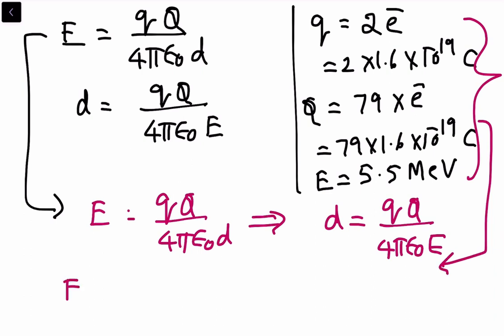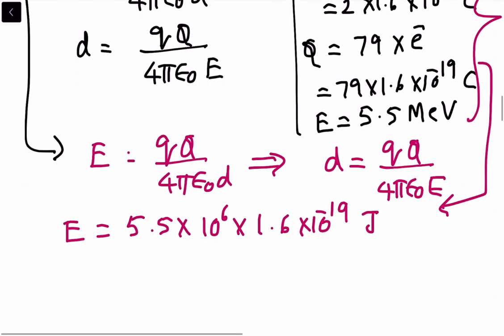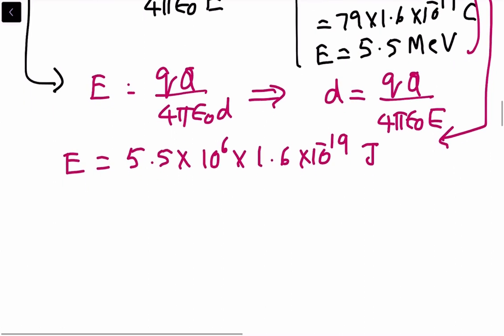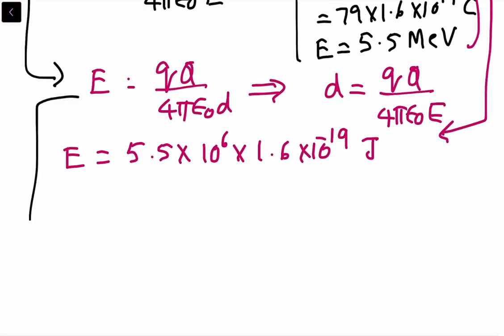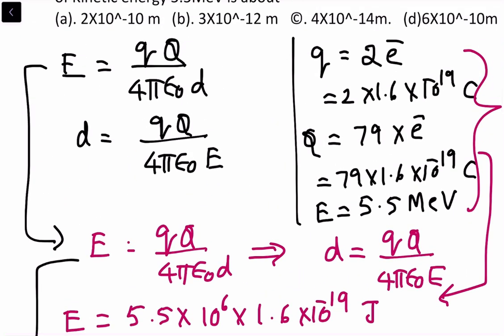One more thing is E is given in mega electron volts. So 5.5 mega means 10 to the power of 6 electron volts. To convert into joules, we have to multiply with 1.6 into 10 to the power of minus 19, and you will get joules. Then substitute all the values in this formula. Small q is 2 into 1.6 into 10 to the power of minus 19, capital Q is 79 into 1.6 into 10 to the power of minus 19.